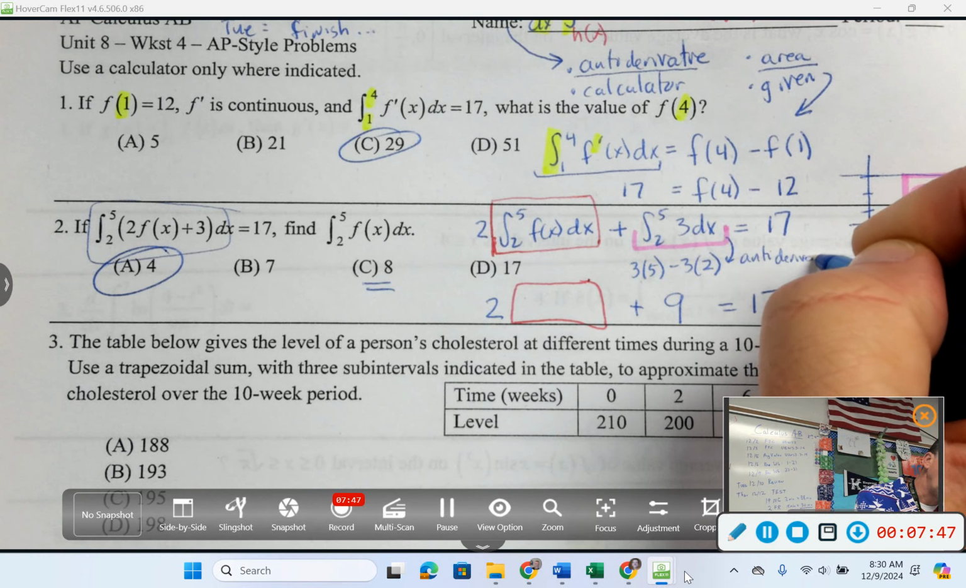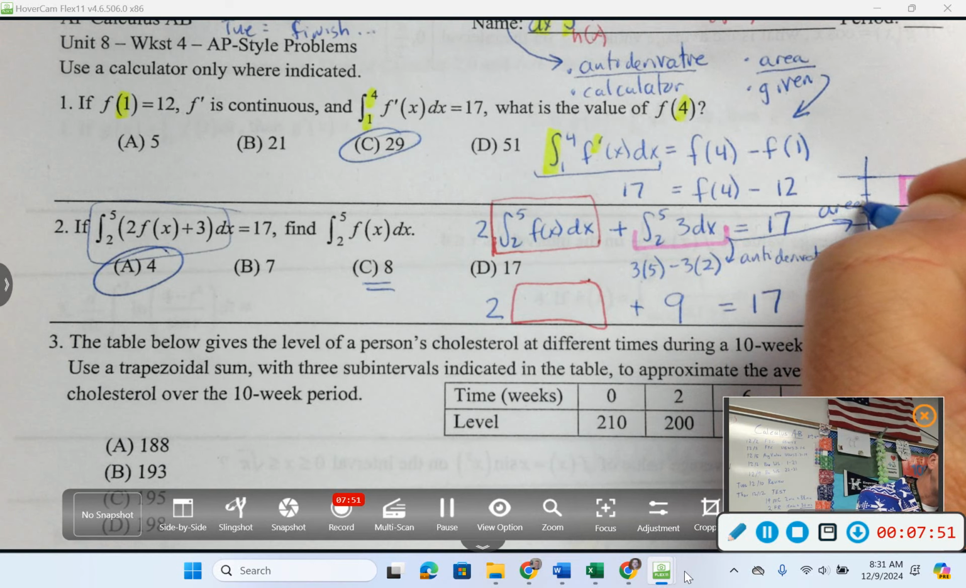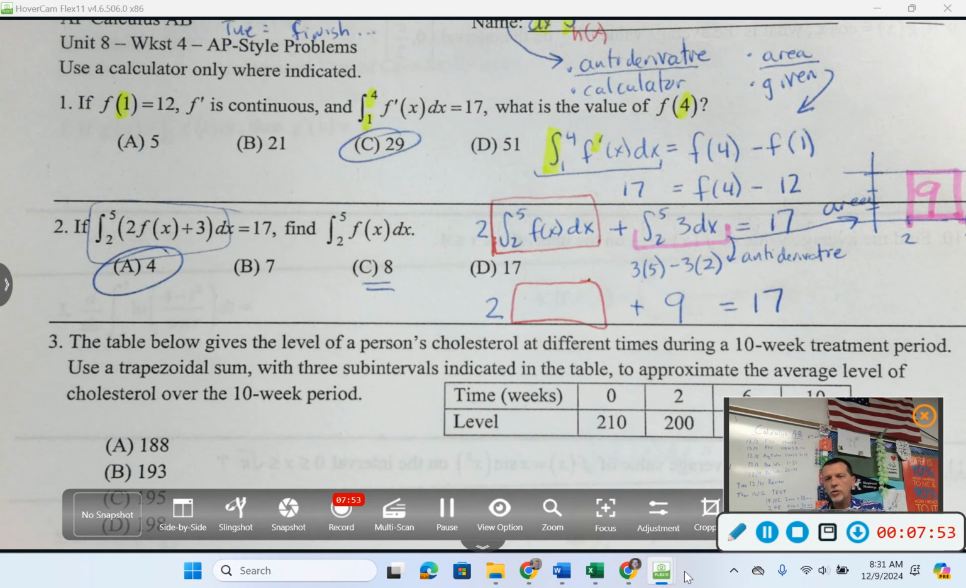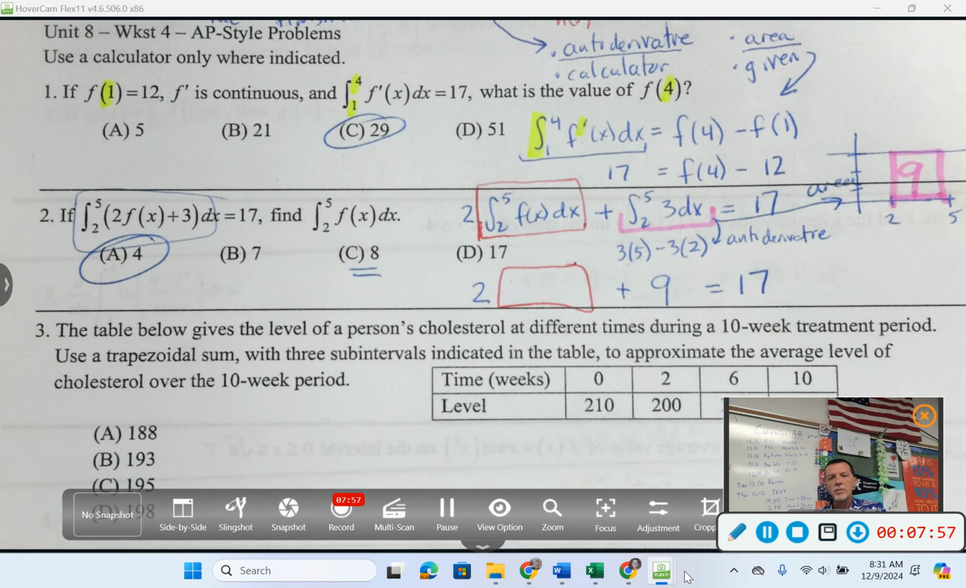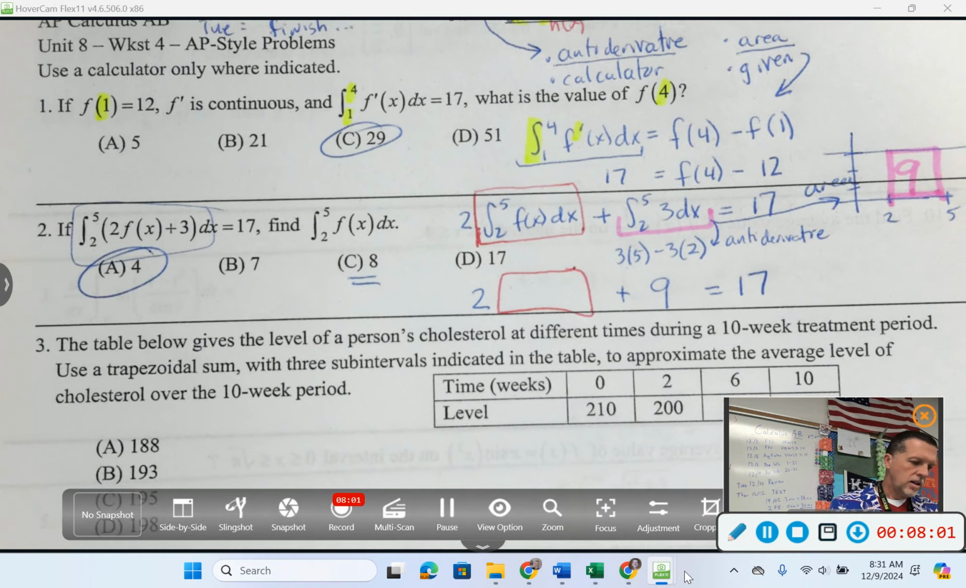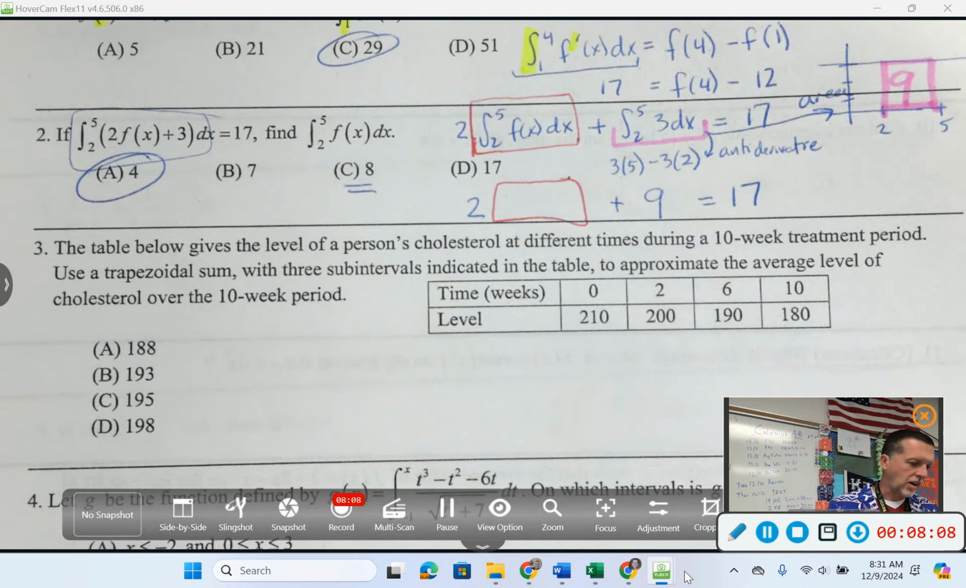I feel like it's pretty rare where you can do the antiderivative method or the area method, because usually you don't know enough to do both of those. Usually you have enough information to do one of them.